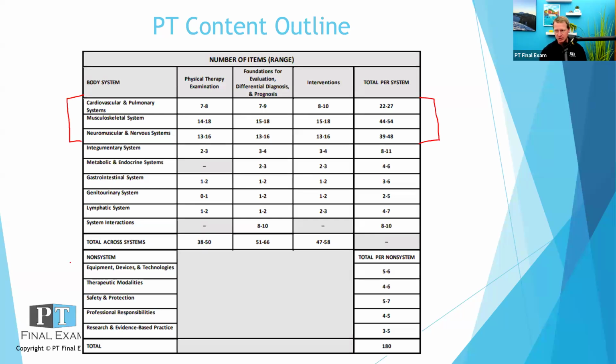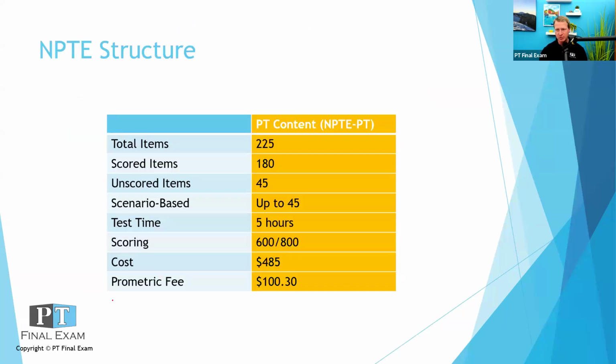And then on to the non-systems. So the non-systems, a lot of people get a lot of heartburn about the non-systems, and that's for good reason because it's quite a variety of content. But that's, again, stuff that we go over in the class, but it goes through all of the different little subcategories of non-systems. So equipment, devices, modalities, safety, protection, professional responsibilities, and then everyone's most favorite, research and evidence-based practice. But I'll just point out to you, there are only somewhere between 3 and 5 questions in research and evidence-based practice. So not a huge proportion of the questions, but they are important, and we will talk about those.